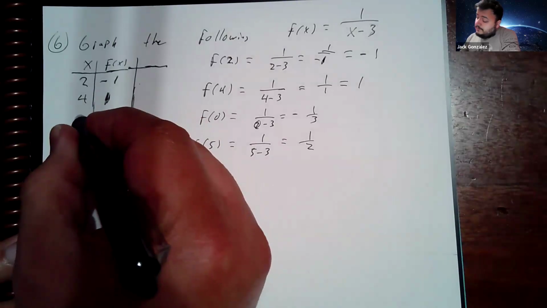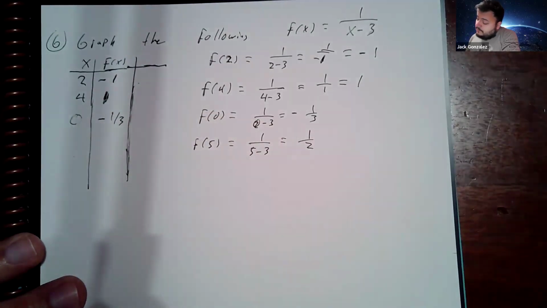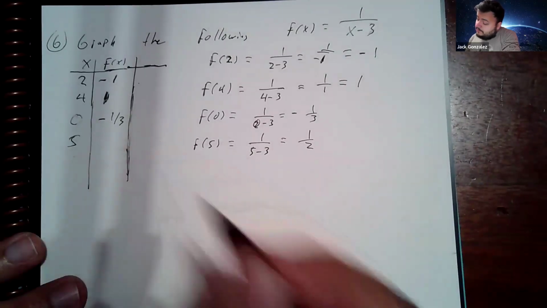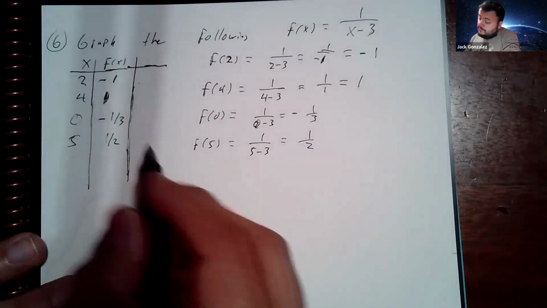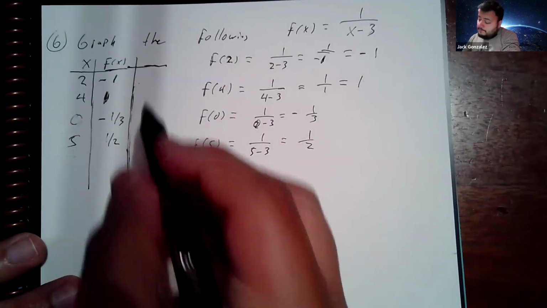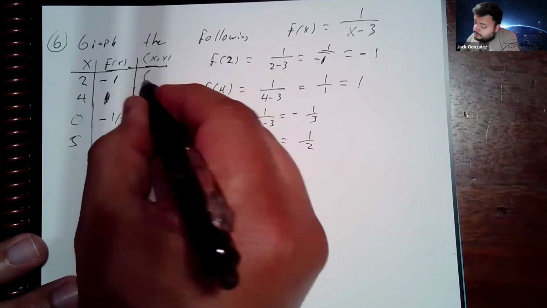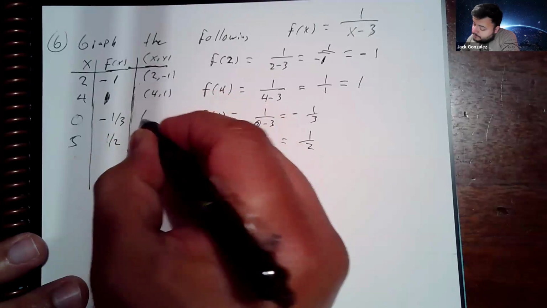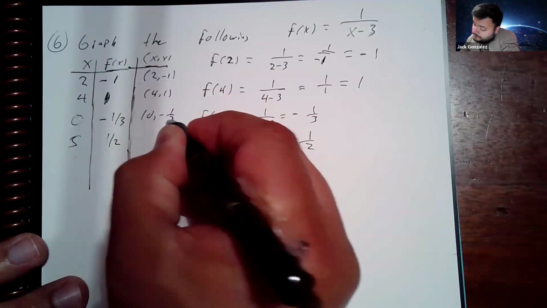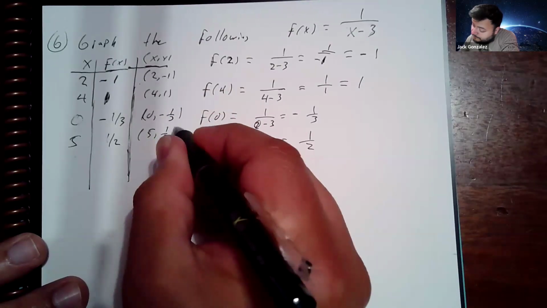So if I plug in 0, I get this. Plug in 5, I get this. So they're my 4 points, right? 2, -1; 4, 1; 0, -1/3; 5, 1/2.